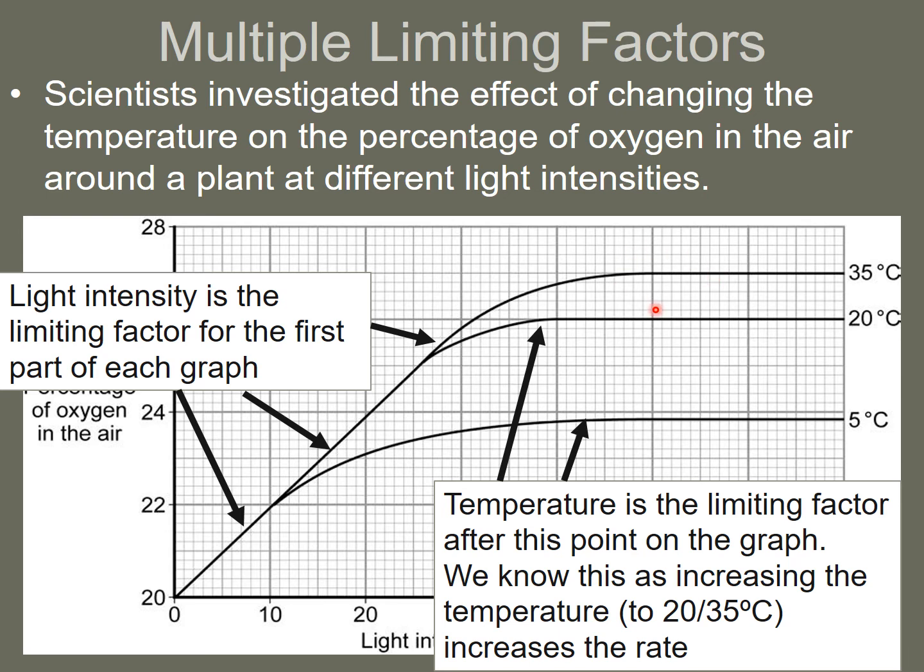What we cannot say is that for 35 it is temperature, and we can actually see that probably temperature is beginning to have less of an impact, and potentially if we go much above 35 we're going to get that denaturing. So maybe it's CO2 concentration here, or maybe it is the amount of chlorophyll that is affecting the rate of photosynthesis.